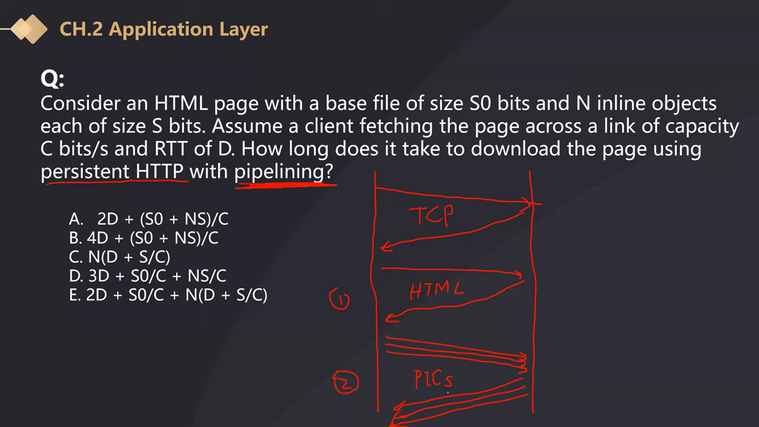So that's the reason we request the HTML at first and then request the pictures, because we don't know they have lots of pictures on the HTML. So it will still have two phases, but you can see here, we only consume three RTT here, three RTT. And plus the time we spend on the file transfer. This one could be the right answer.